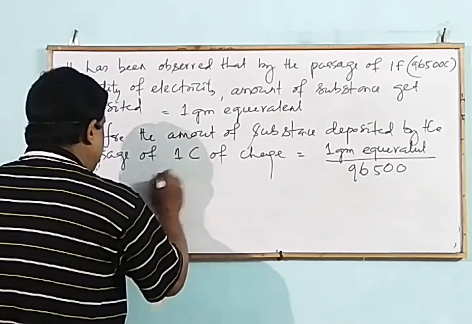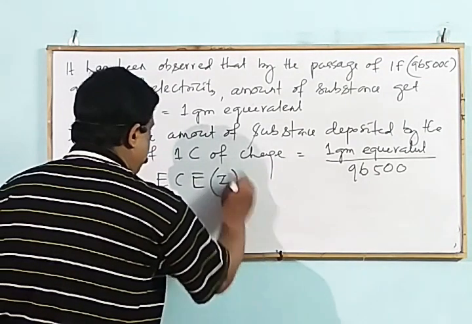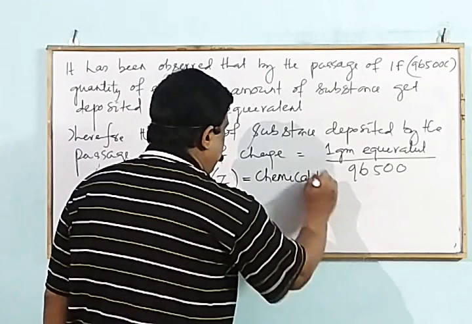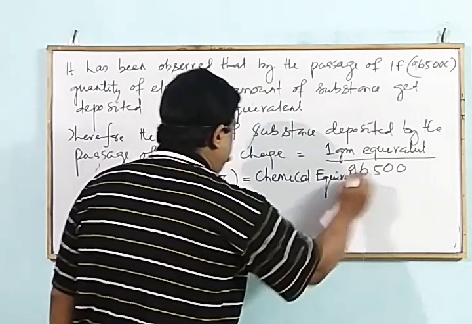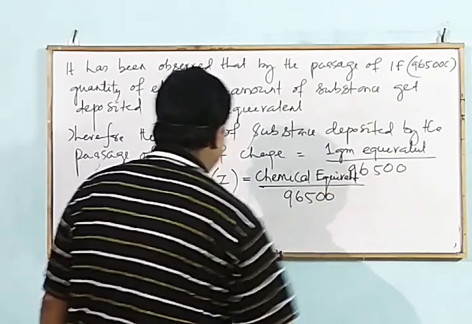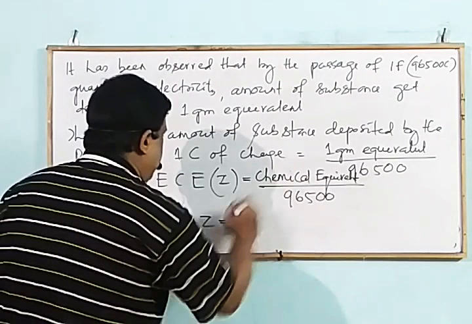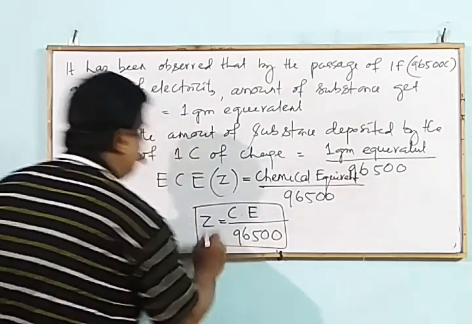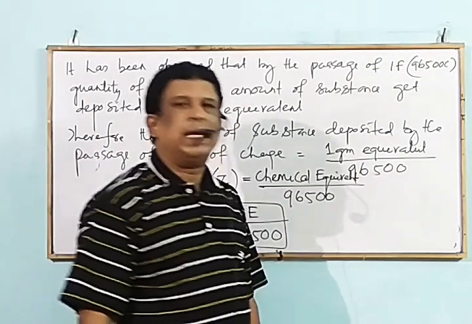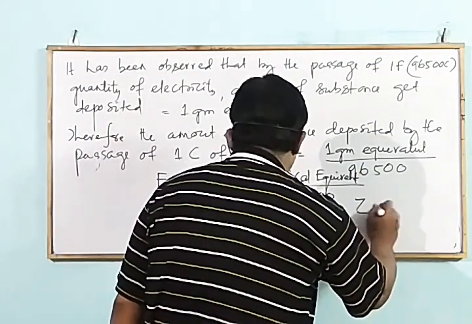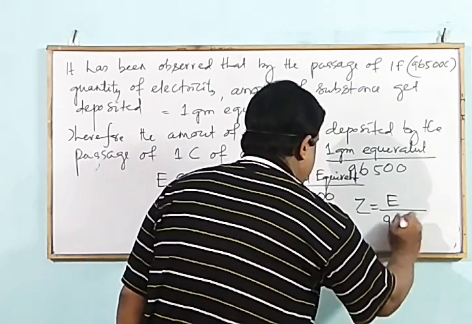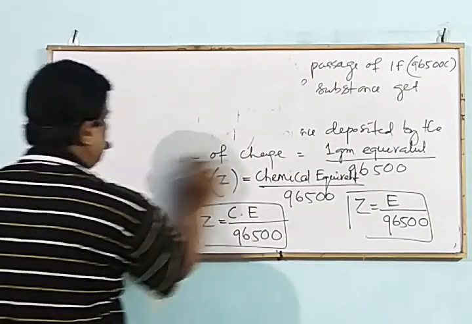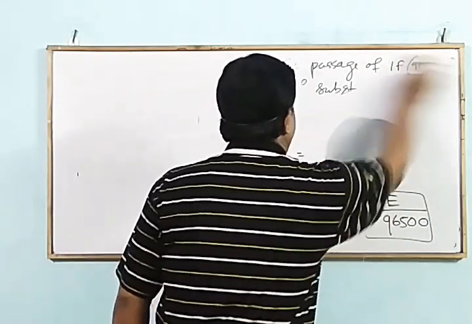This is the electrochemical equivalent, Z, which is equal to gram equivalent, otherwise also known as chemical equivalent, by 96500. That means Z is equal to chemical equivalent by 96500. Chemical equivalent is otherwise also known as equivalent mass. That means Z is equal to E by 96500. Another definition, mark that. Another mathematical relation for Z is Z equal to E by 96500.